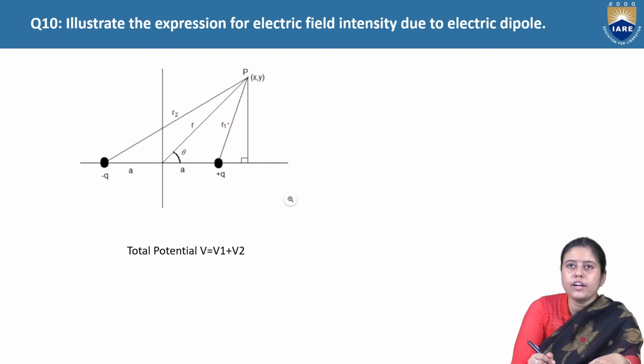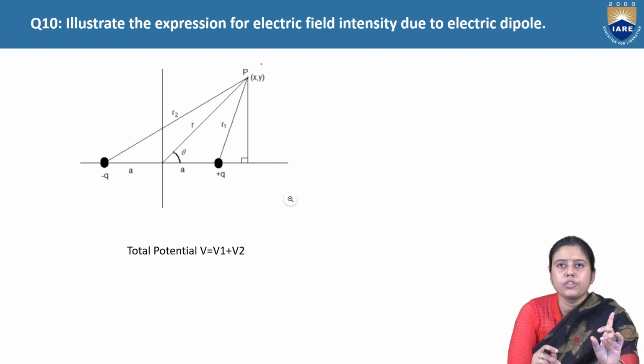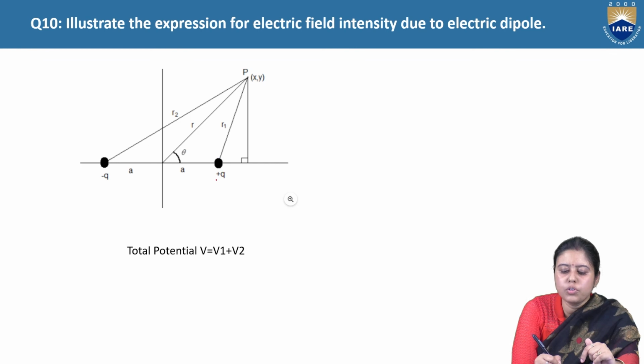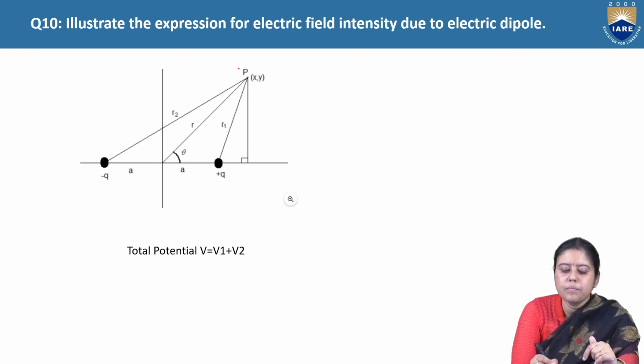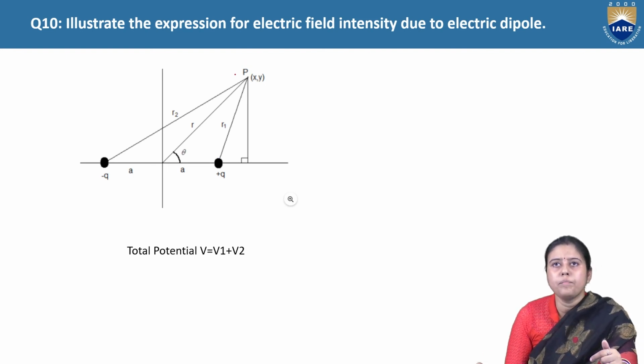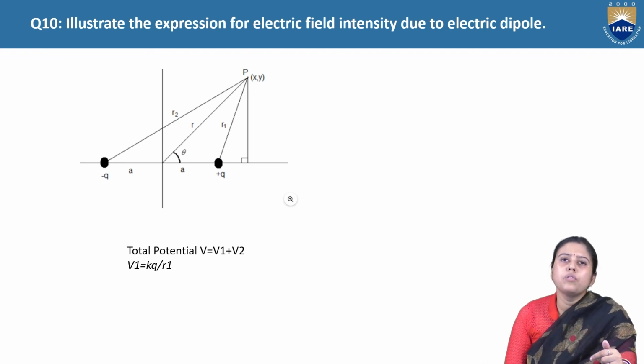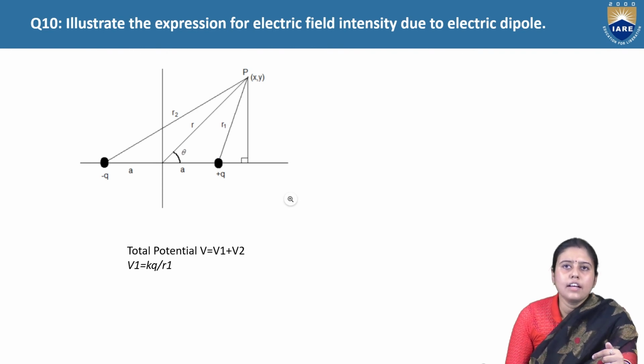As they are separated by 2A, there is some potential, and the total potential is V1 due to plus Q at P, and V2 due to minus Q at P. So we can write V1 plus V2. Now what is V1? We know that V1 is equal to KQ by R1, where K is the proportionality constant.